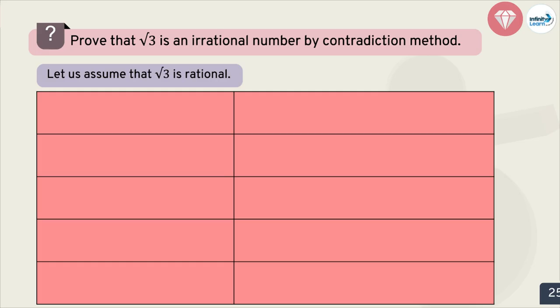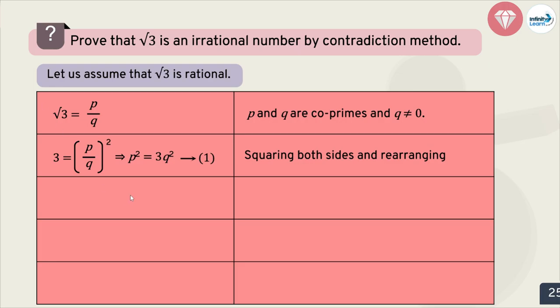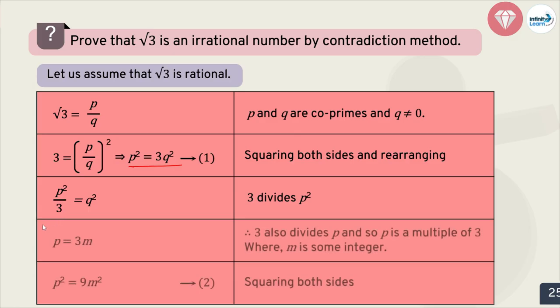Prove that root 3 is an irrational number. Step number 1. Let us assume root 3 is a rational number. Step number 2. Root 3 is equal to p by q where p and q are co-prime and q should not be equal to 0. Same है root 2 जैसा। Squaring on both sides, p square is equal to 3q square. Then p square is divisible by 3, therefore p is also divisible by 3. p is equal to 3m.